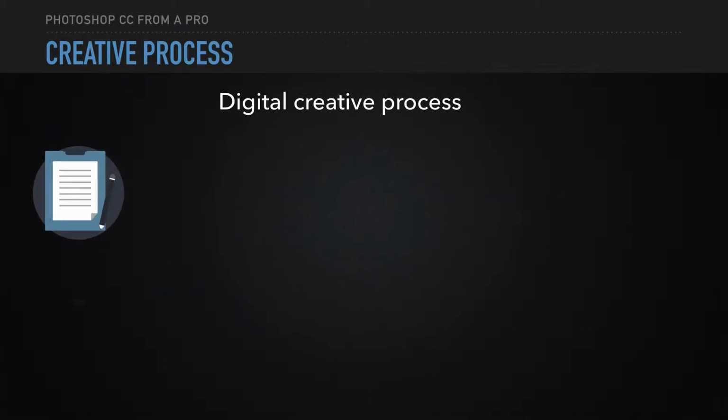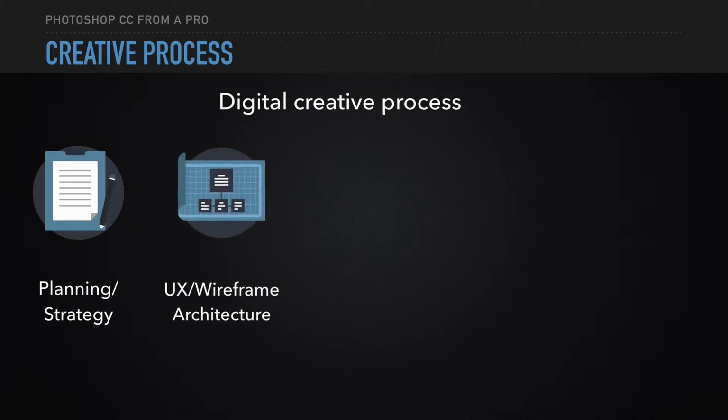Now, the digital creative process always starts with planning and strategy. This is where you gather info from the client and you ensure that you're taking all the right steps to move the project forward. And then once you have all the appropriate information and content, then you would move into the UX, wireframe, and architecture phase. Now, this is focusing on the digital creative process, which is what this class is about. But if this were a print project, you obviously wouldn't have this phase of the process.